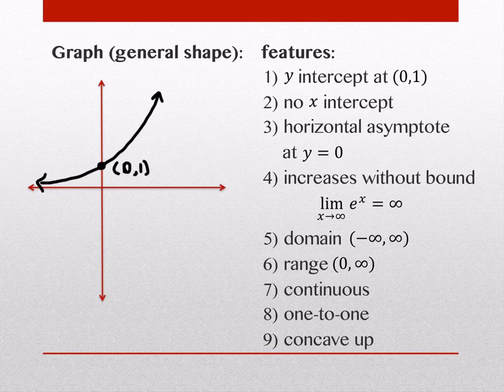The graph is continuous, 1 to 1, and concave up. Okay. I know you guys have several things to write down, but once you do have them all written in, what I'd like for you to do, if you have it with you, is to pull out your notes from section 5.1, and I want you to compare this list to the list that you saw in 5.1.